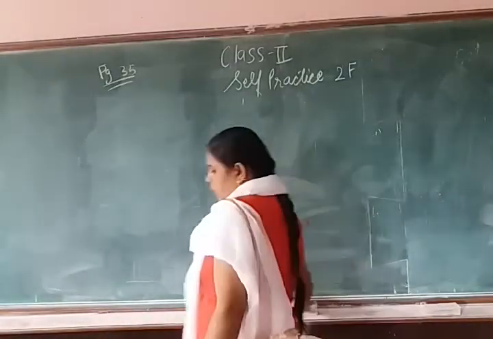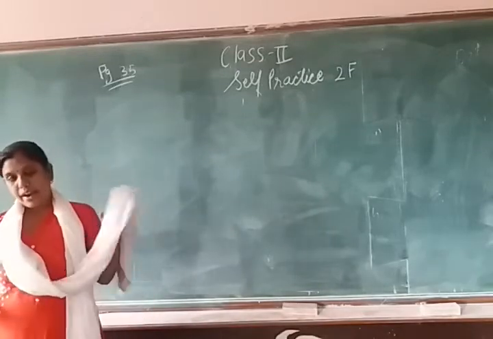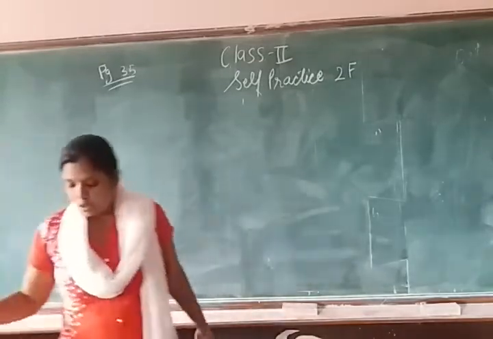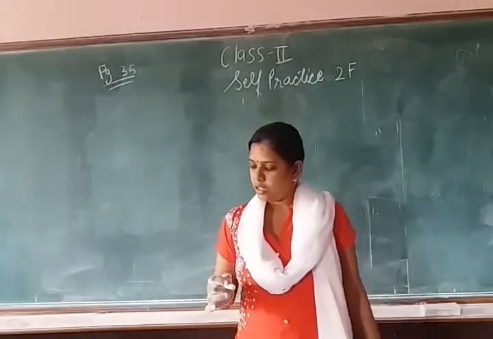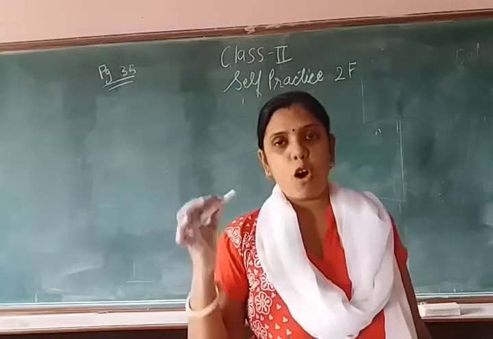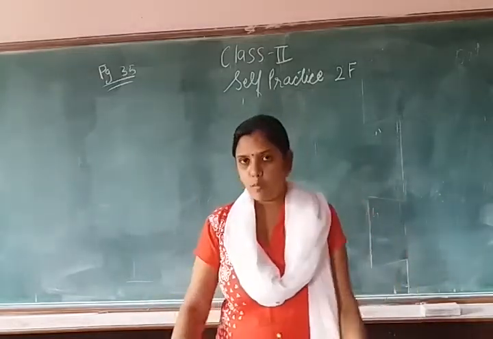Now what is the next question? Same abacus is given and beads are given in the abacus. So you have to first count the number of beads and form the number, and here you have to write the number in expanded form and compact form already.